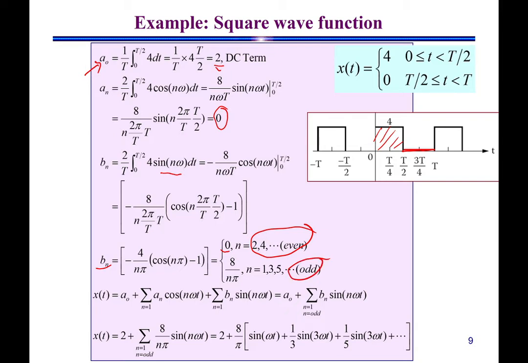Therefore, the Fourier series can be written as x of t equals 2 plus 8 over pi times sine omega t plus 1 over 3 sine 3 omega t, and so on. So we have only odd harmonic for the sine. The odd harmonic for the cosine term is 0.